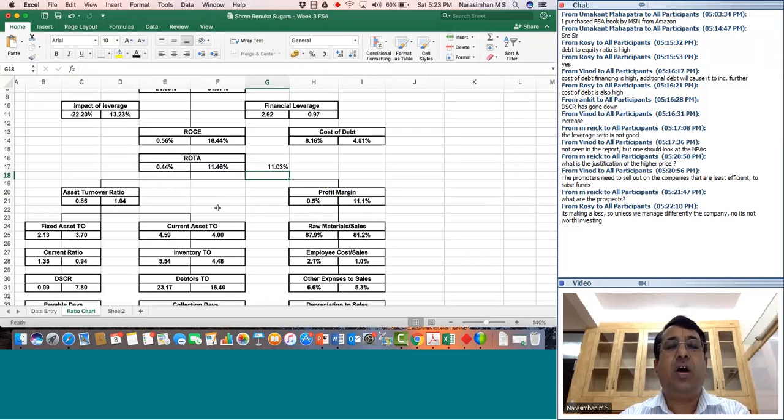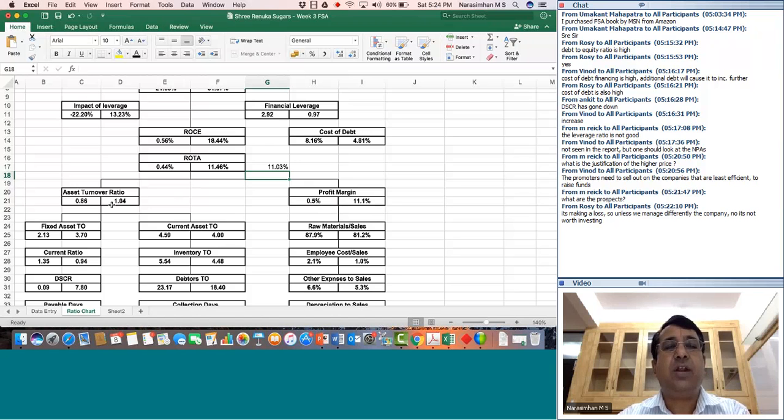Now, is it because of the declined asset turnover ratio? Is it because of the profit margin? Of course, from seeing these numbers, we can say it seems to be because of the profit margin, not this one. But we can develop a measure to exactly measure what is happening.